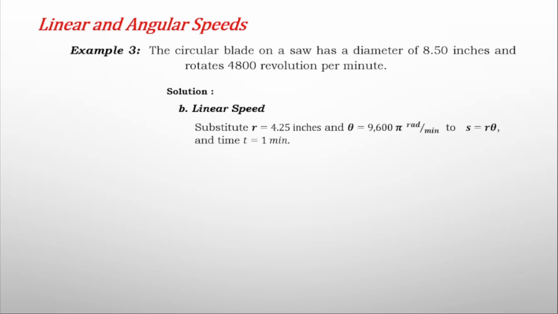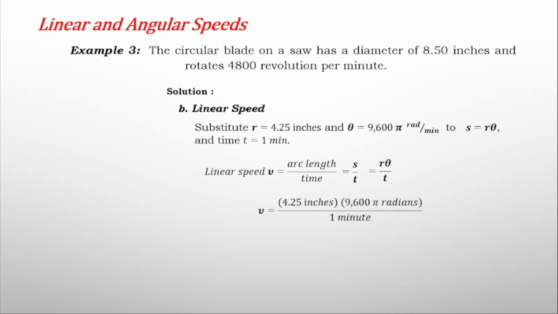And the theta, which is the result in the angular velocity, equal to 9,600 pi radian per minute, must be substituted to our formula. S is equal to radius times theta, and the time t is equal to 1 minute, because in the problem the given is revolutions per minute. So by substituting, our radius is equal to 4.25 inches times theta, 9,600 pi radians, divided by 1 minute.